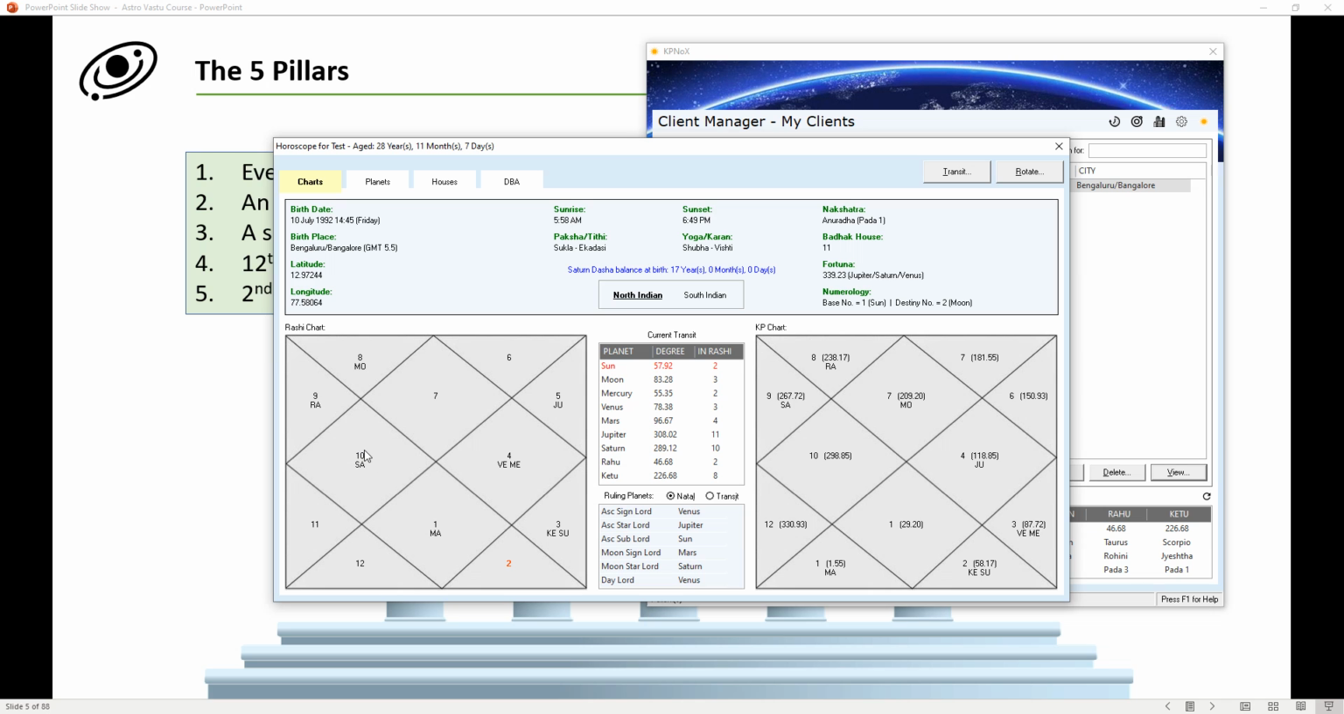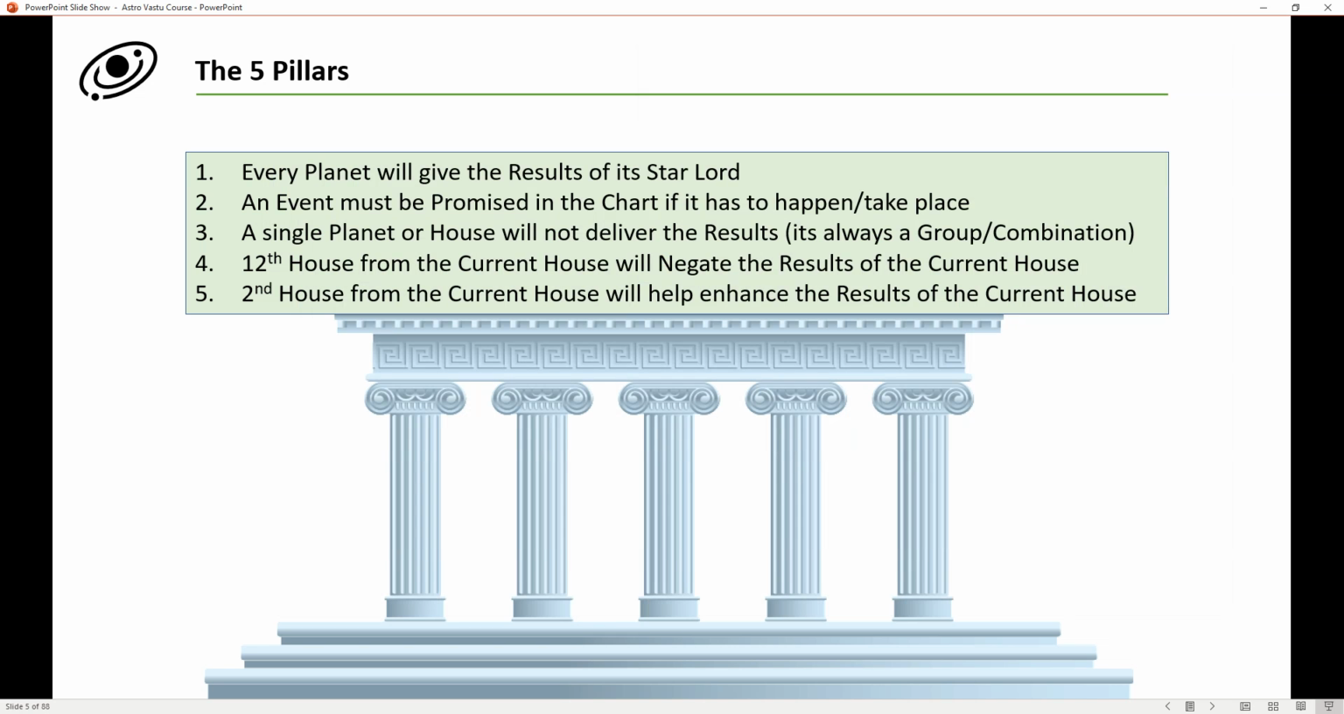If we take another example, the 4th house is the place where we stay. The 3rd house, which is the 12th from the 4th house, is always one house before the current house. So the 3rd house will represent away from home. If this is my home, this is away from home. The 12th house from the current house will negate the result of the current house. This is what it means.